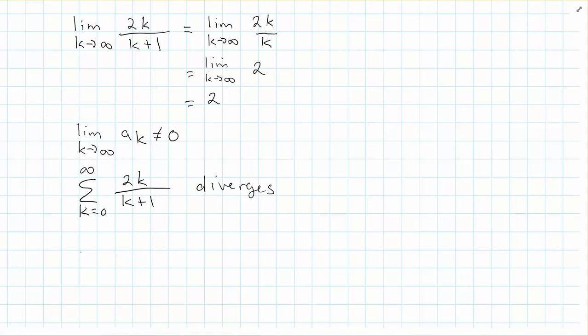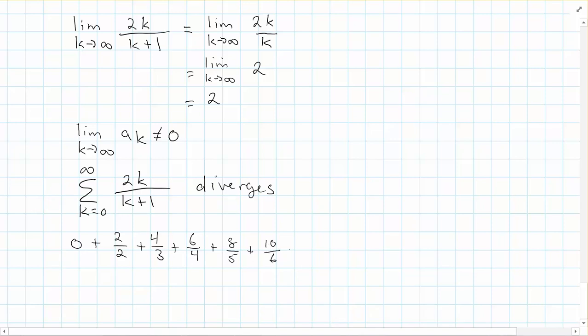So if I plug in 0, you'd have 0 plus 1 would be 2 over 2, plus 2 would be 4 over 3, plus, arithmetic is failing me now, 3 would be 6 over 4, plus 8 over 5, plus 10 over 6, going on forever.